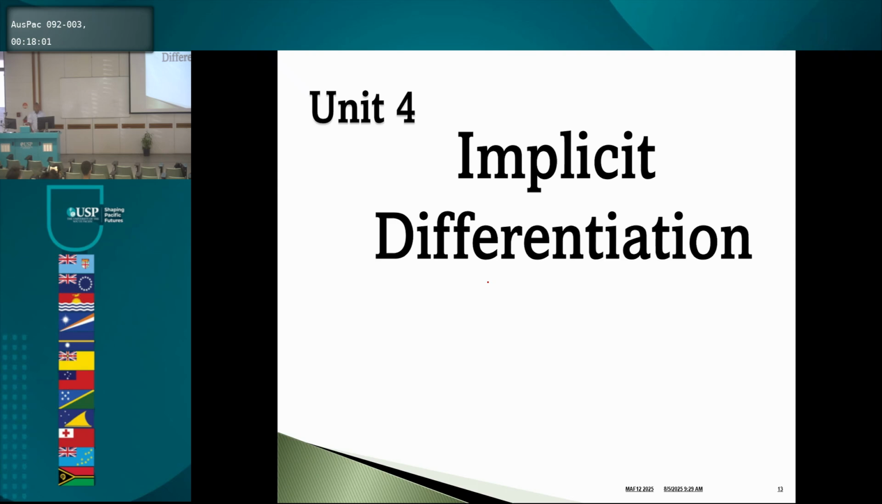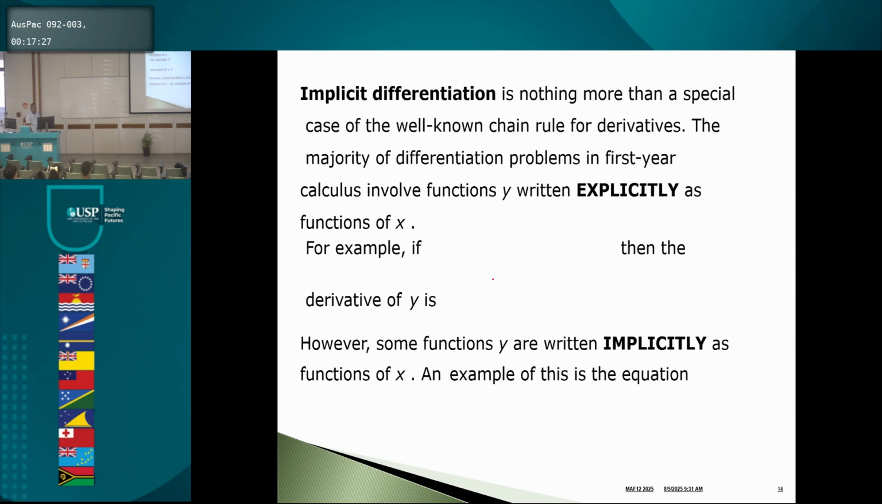In some cases, if you can see in the previous examples, we had the equation y equals, or h(x) equals, or f(x) equals, or g(x) equals. We could separate y as the subject of the formula. If that's the case, we can easily differentiate. But there are some cases where you cannot make y the subject. It's too complicated. Special case of differentiation.